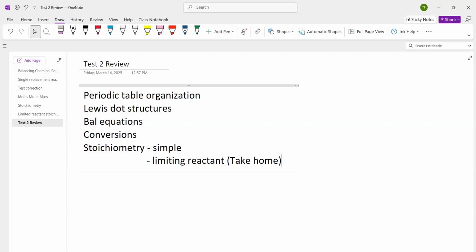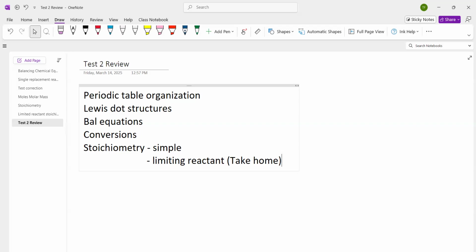So periodic table organization, things like metals, non-metals, metalloids, things like columns. Remember, there are 4 groups you had to know. You had to know alkali metals, alkaline earth metals, halogens, and noble gases. I'm going to give you a periodic table, and you have to circle all of it.